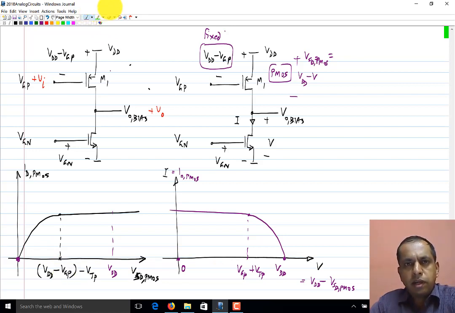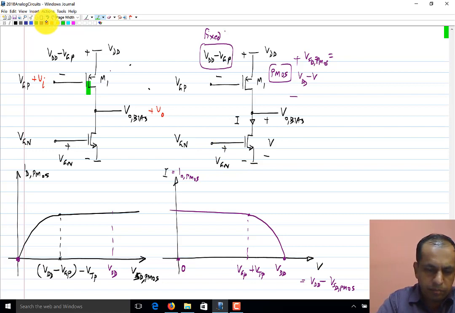Now on this, let's superimpose the characteristics of the NMOS transistor. This is quite easy. The I and V that are marked here, which I have chosen as variables, are the same as ID and VDS of the NMOS transistor for a given VGN. Okay.